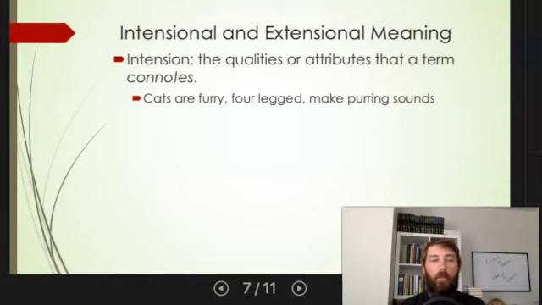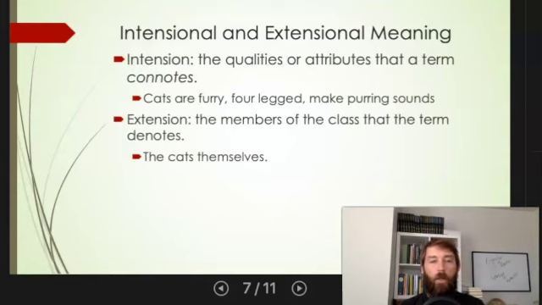When you hear the word cat, you think of these kinds of things: furry, four-legged, makes purring noises, likes to be petted. So it's the typical things that are brought to mind, attributes or qualities, when a competent speaker of the language hears the word. Extension, on the other hand, refers to the members of the class the term denotes.